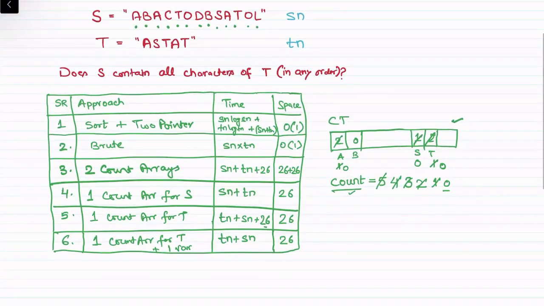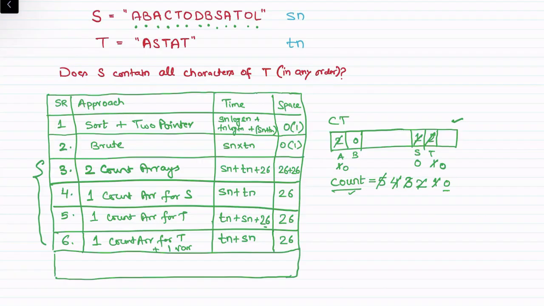Now, all the approaches that we use from step number 3 to step number 6, they all can be repeated with the help of a map also. So basically, we can use two maps in place of two count arrays. We can use one map for S and keep decrementing the values. We can use one map for T and keep decrementing its values like we did in count array. And in sixth step, ideally we will be at advantage if we are using one map.